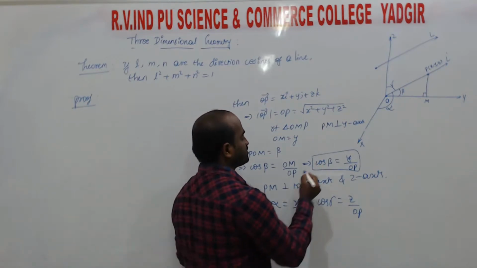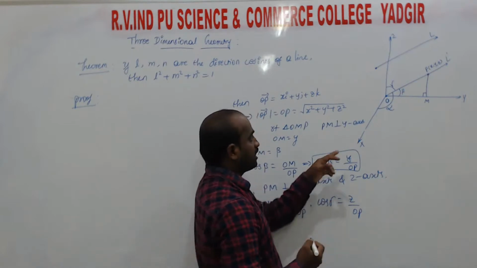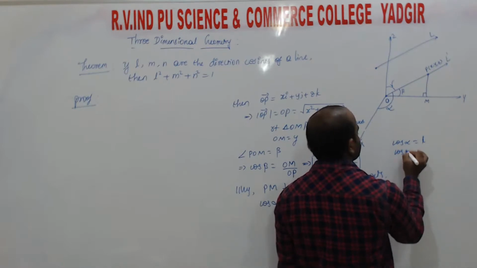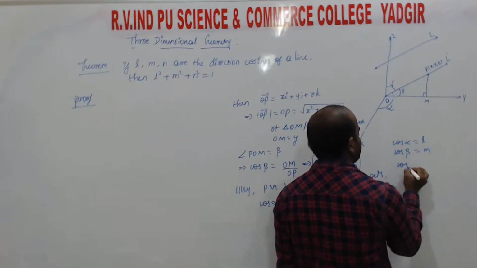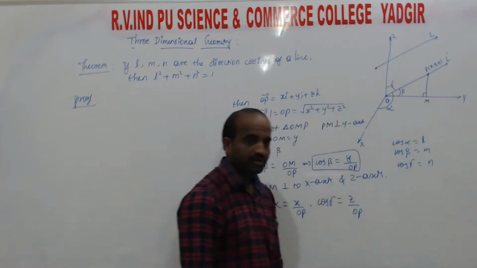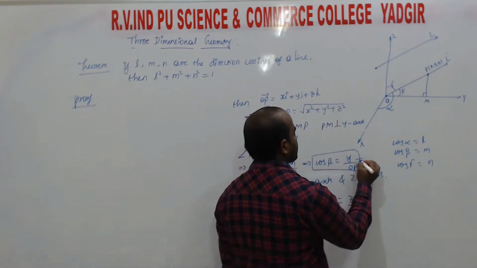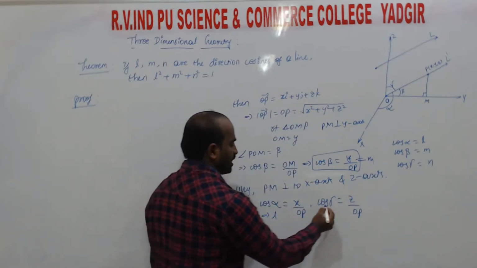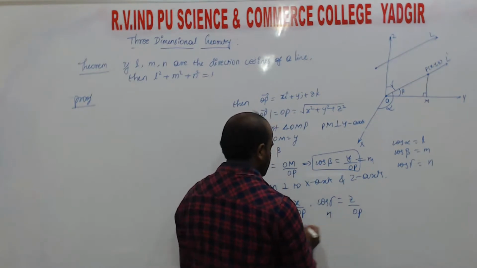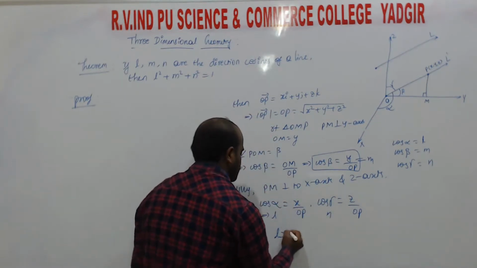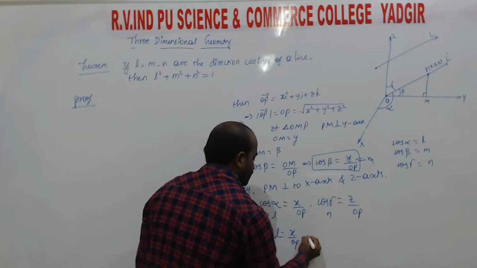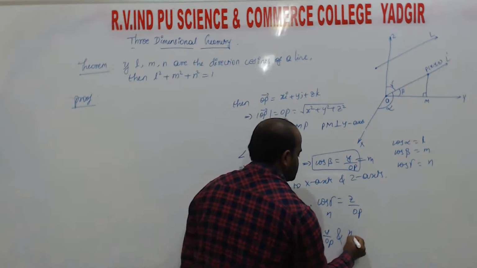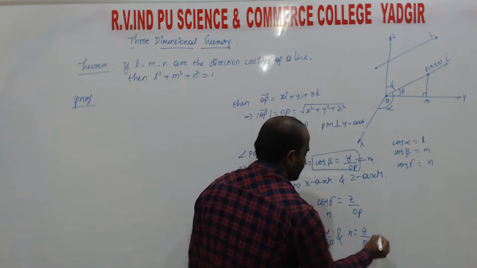Cos alpha is equal to l, cos beta is equal to m, and cos gamma is equal to n. So l is equal to x by OP, m is equal to y by OP, and n is equal to z by OP.